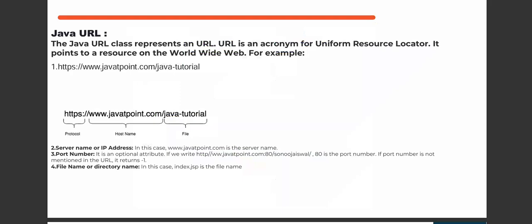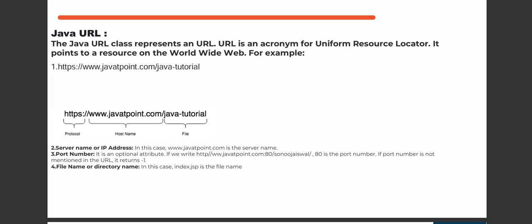Now we will see Java URL. What exactly is Java URL? The Java URL class represents a URL. URL is an acronym for Uniform Resource Locator. It points to a resource on the World Wide Web. For example, we can see the website link here. This link is for the Javatpoint website.